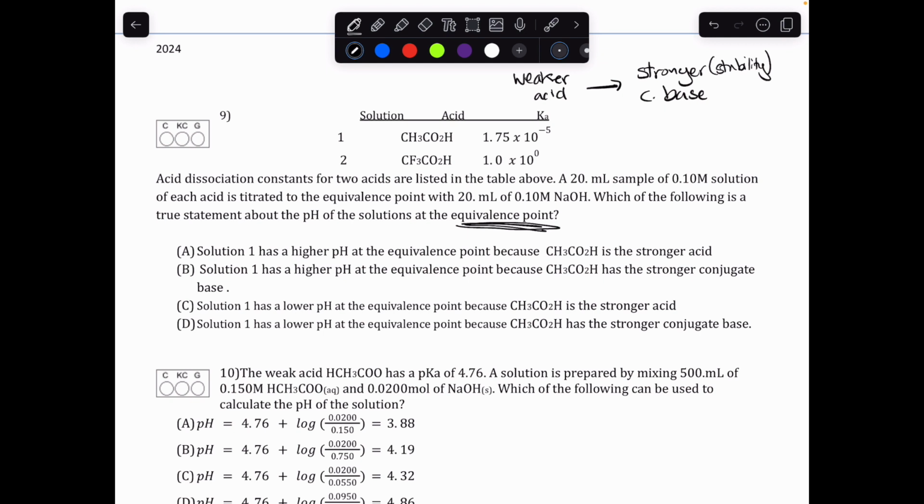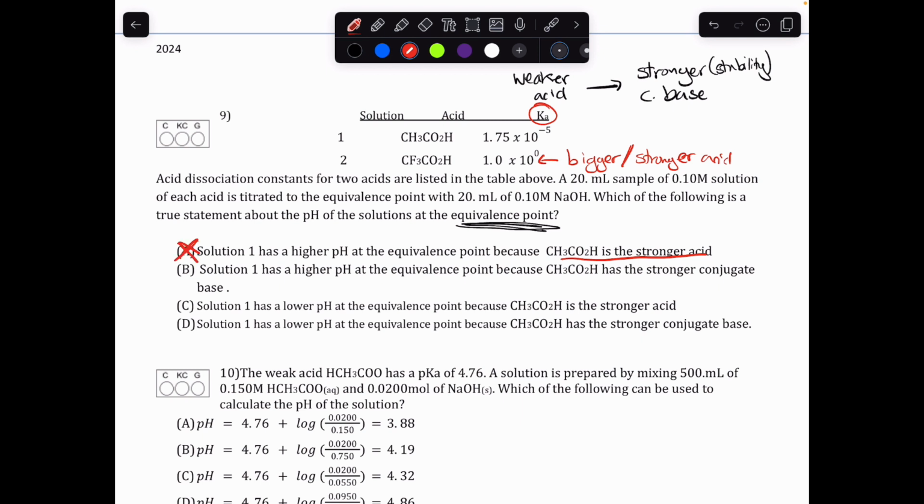So first thing, given the Ka values here, since this one is bigger than the other one, we know that this one is the stronger acid. So that one is not even a plausible answer, because it's not true that this is the stronger acid.